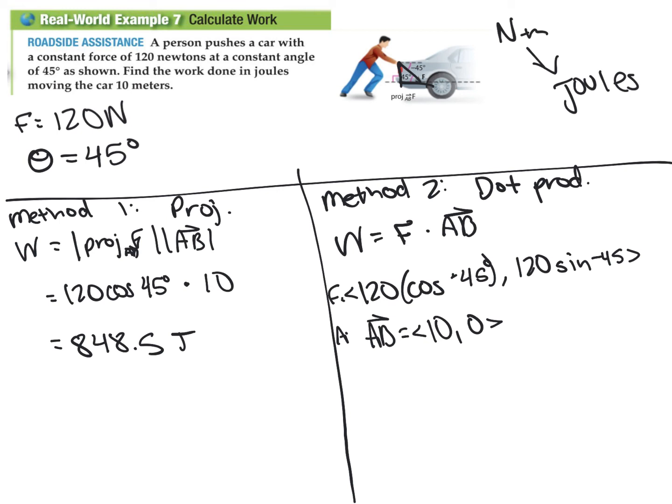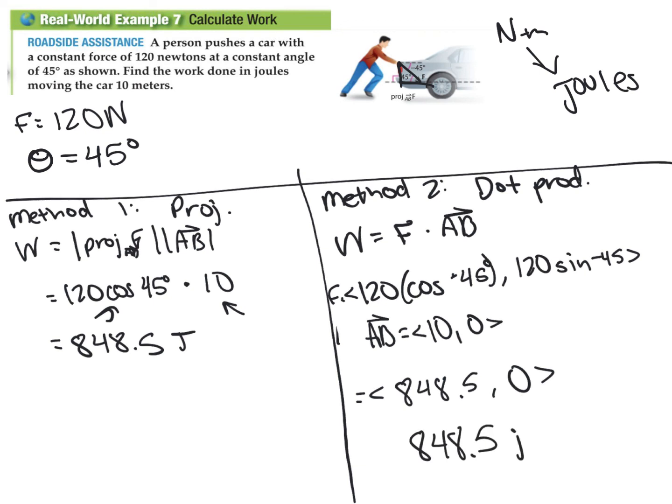Okay, so now we can do the dot product of the two. So that means we're doing 120 cosine negative 45 times 10, which is 848.5, which you can see is exactly what that is right here. And then 0 times the sine piece with 120, which is 0. So we get this, which just shows that we've got 848.5 joules of work pushing the cart.